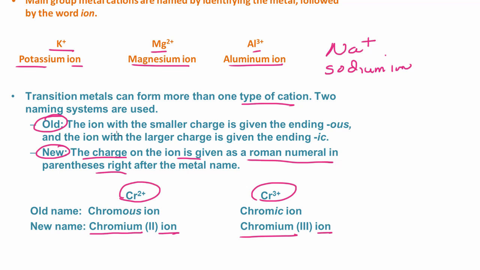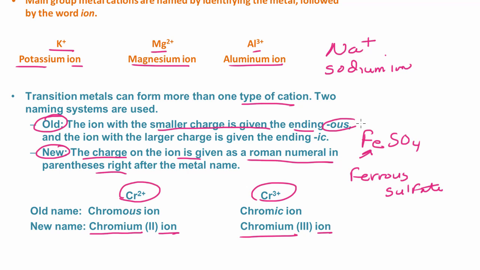In the old naming system, and you need to know about this because, for example, for supplements that contain iron, it's usually in the form of iron 2 sulfate. But rather than list it like this, what they do is they call it ferrous sulfate. So the ion with the smaller charge is given the ending OUS, and the ion with the larger charge is given the ending IC.